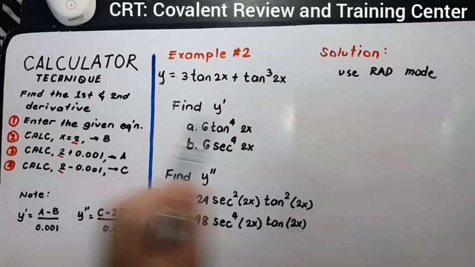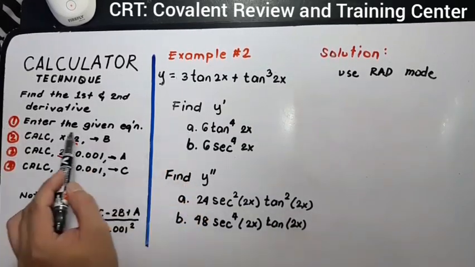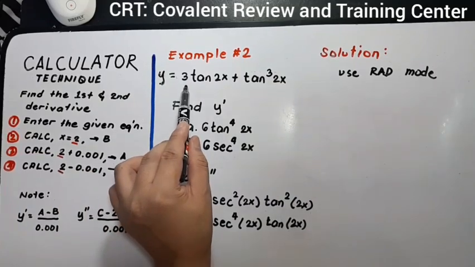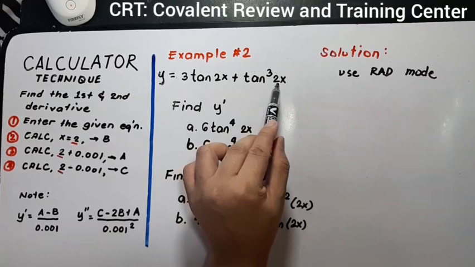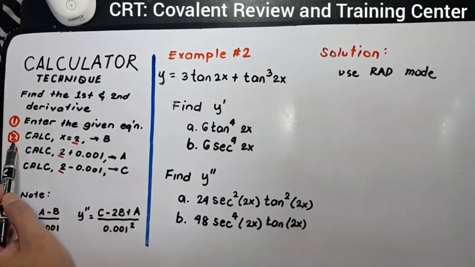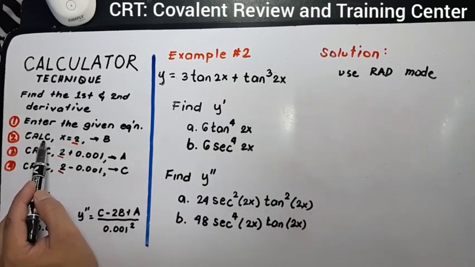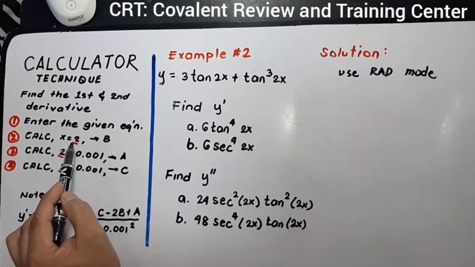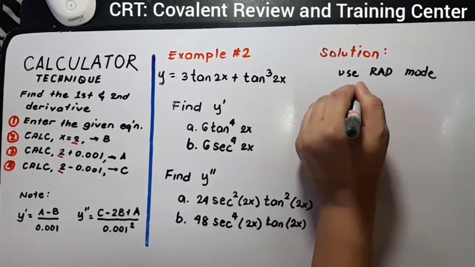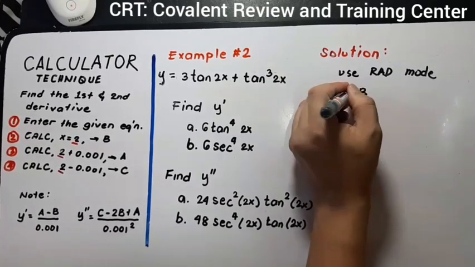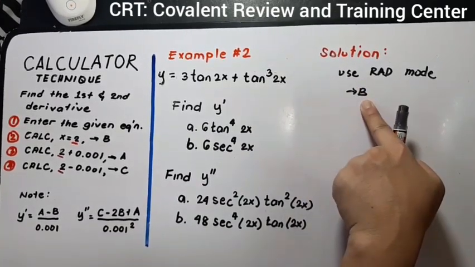Well, let us perform step 1. Enter the given equation. Enter this in your calculator, 3 tan 2x plus tan cube 2x. Then perform step 2, press calc, let your x equals 2 and then save to memory B. So you already have the value for memory B.